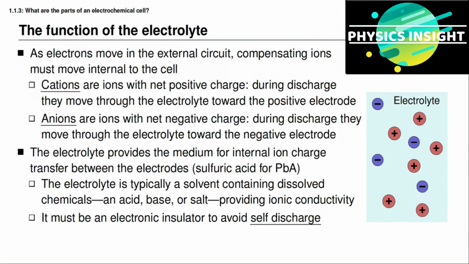Another feature of the electrolyte is that while it must be a conductor of ions, what we call an ionic conductor, it also must be an electronic insulator to avoid self-discharge. That is, we don't want electrons moving from one side of the cell to the other side through the electrolyte, because then they would not go through the external circuit. So the electrolyte conducts ions from one side of the cell to the other internal to this cell, and the electrons are forced to go through a path external to this cell where they do work. The electrons do not pass through the electrolyte.